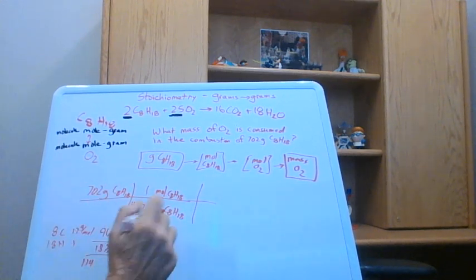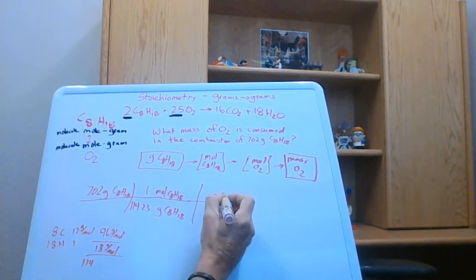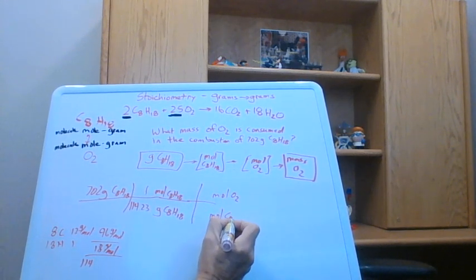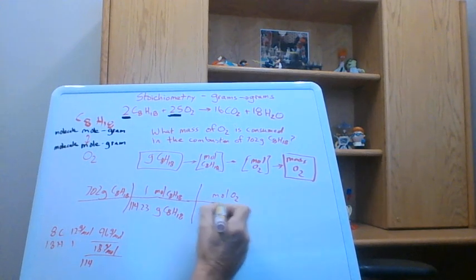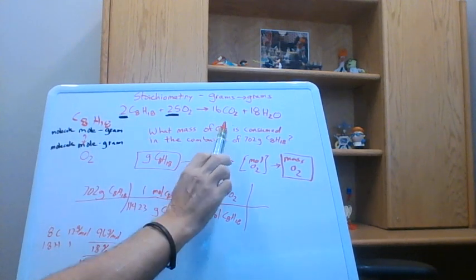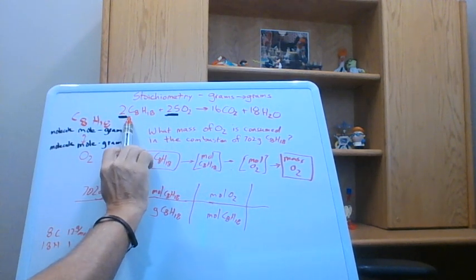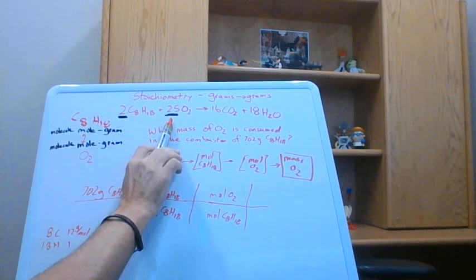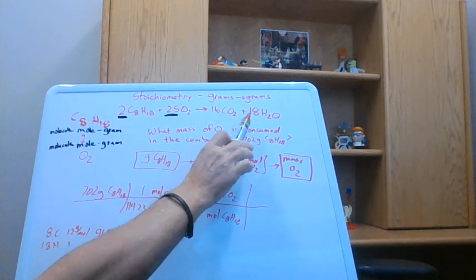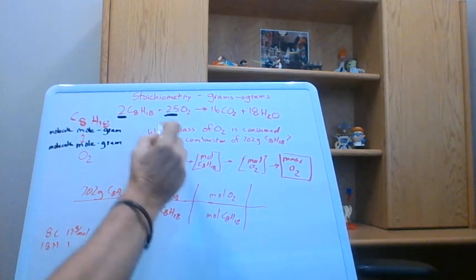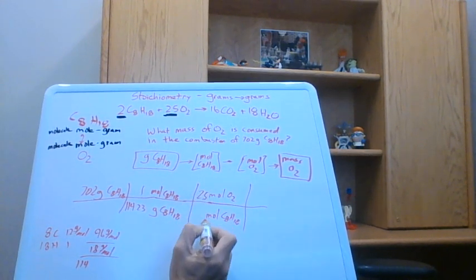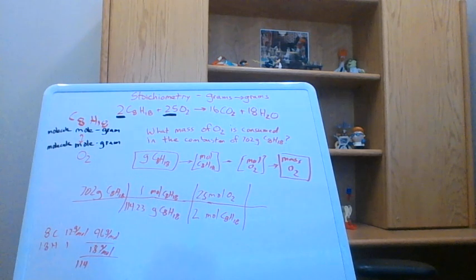Now the next step we want to do is go to moles of O2, and we want to get rid of what's on top. We want to get rid of our moles of octane, right? And so to do that, then we need our stoichiometric coefficients. Remember, this balanced equation tells us if we start with 2 moles of octane, we're going to have to react that with 25 moles of oxygen. We're going to produce 16 moles of CO2 and 18 moles of water. All right, so our relationship here is 2 to 25. So we need 25 moles of O2 for every 2 moles of octane.